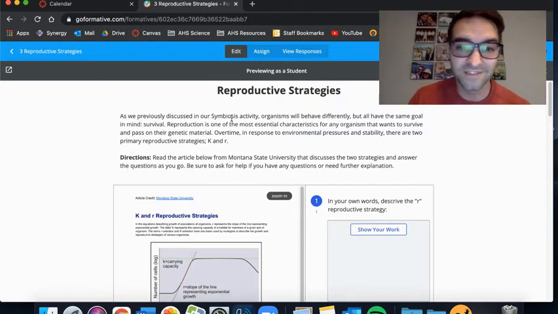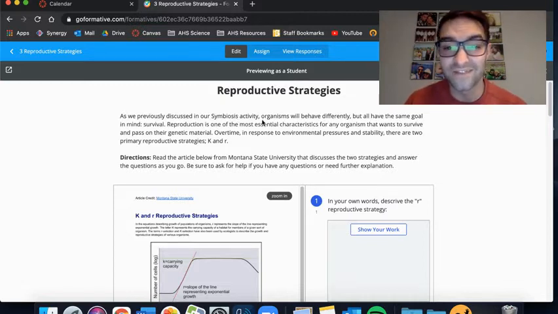As we previously discussed in our symbiosis activity, organisms will behave differently, but all of them have the same goal in mind: survival. Reproduction is one of the most essential characteristics for any organism that wants to survive and pass on their genetic material. Over time, in response to environmental pressures and stability, there are two primary reproductive strategies that we see, and they are called K and R.